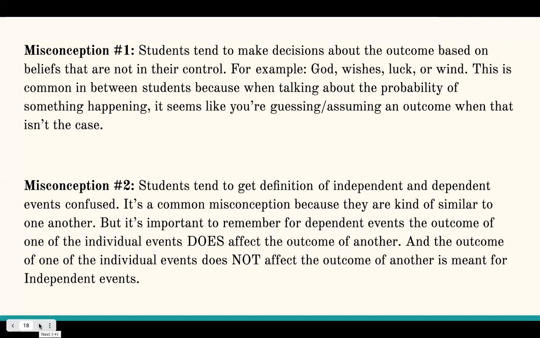For the second misconception, students tend to get the definitions of independent and dependent events confused. It's a common misconception because they are similar to each other, and it's important to remember that for dependent events, the outcome of one individual event does affect the outcome of another, and the outcome of one individual event does not affect the outcome of another for independent events.